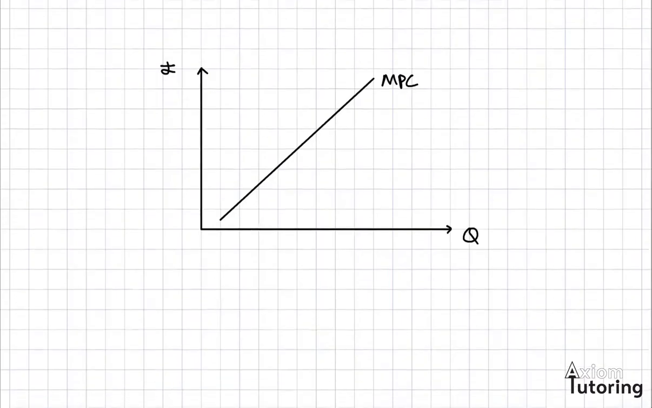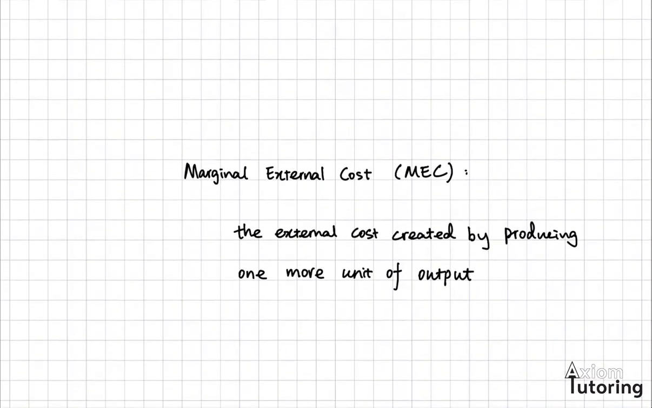Now, marginal external cost is the external cost created by producing one more unit of output.